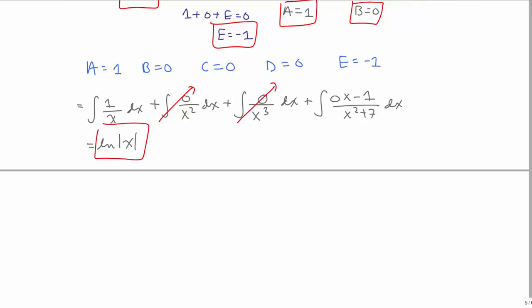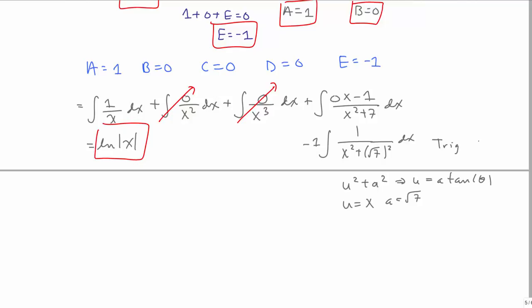And then this piece over here, I'm just going to pull that minus 1 out front. This is x squared plus 7, but 7 is the square root of 7 quantity squared, dx. And this fits a form. This fits the form u squared plus a squared, where u is equal to x and a is equal to the square root of 7. So the recommended substitution is to let u equal a tan theta. So I'm using trig sub here. Love the trig sub.